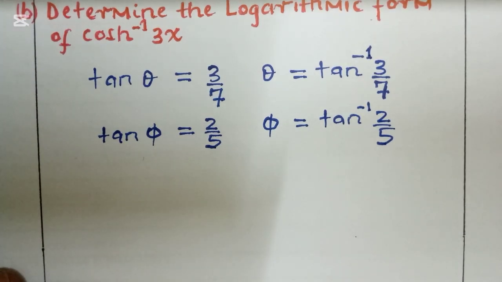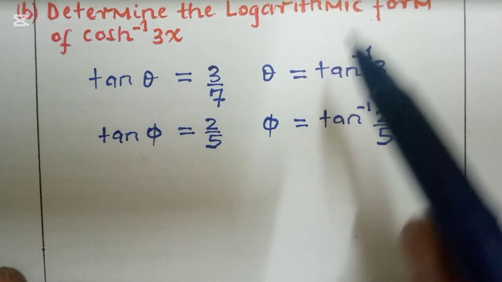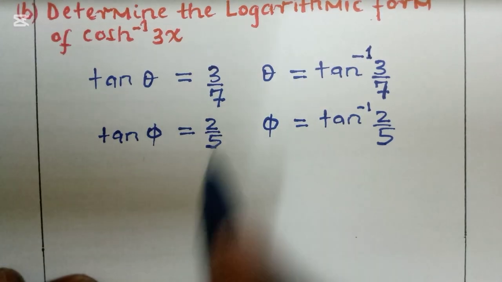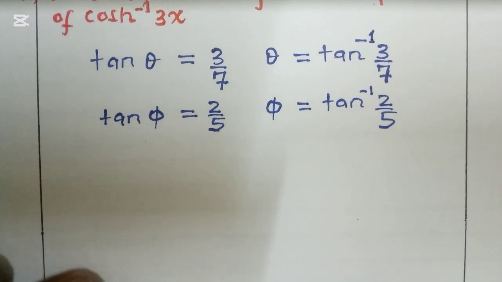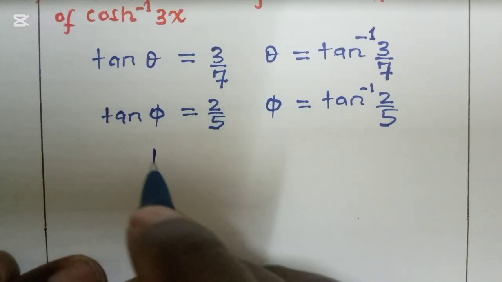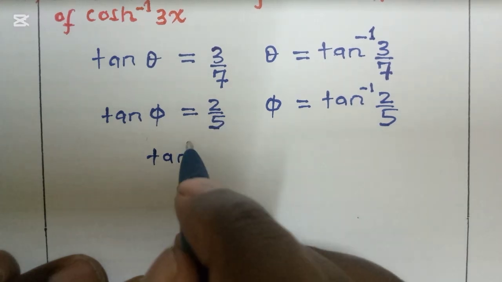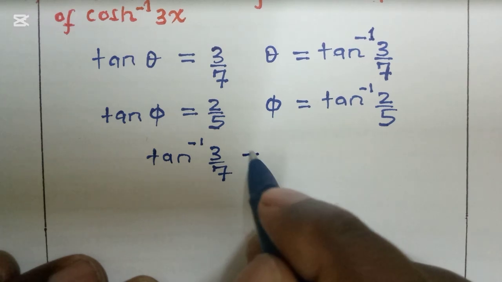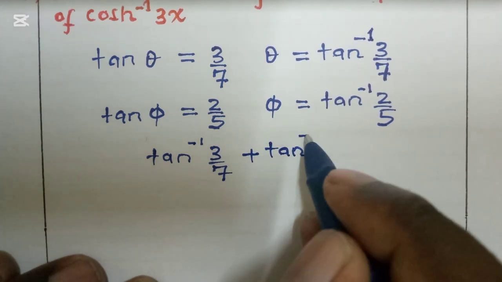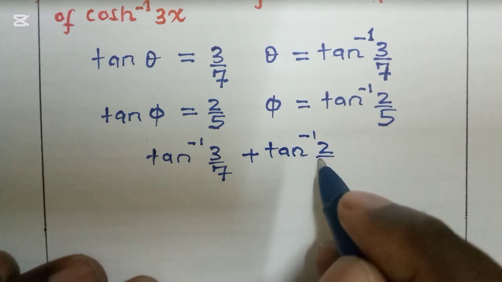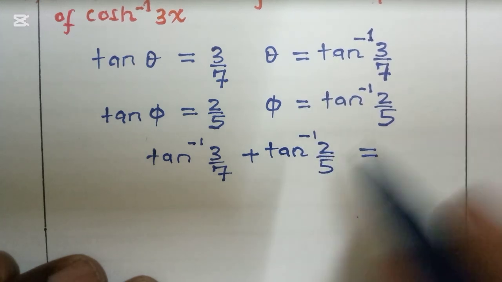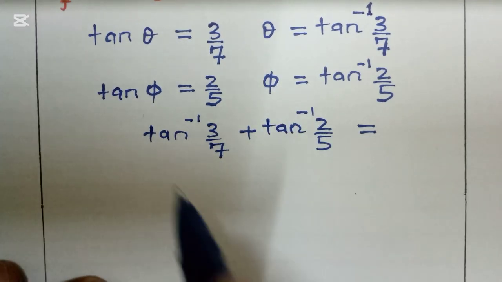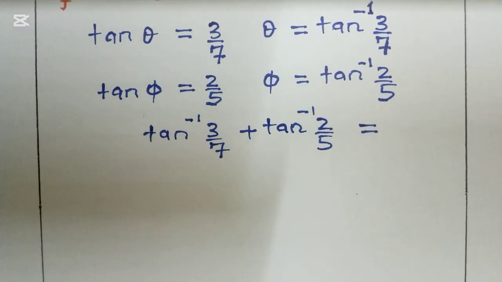According to the question, we need to know theta and phi. So writing the equation again: tan inverse 3 over 7 plus tan inverse 2 over 5 is equal to, we now look for theta. If we want to look for theta, we shall find out what is 3 over 7.